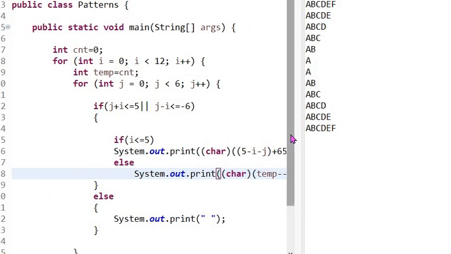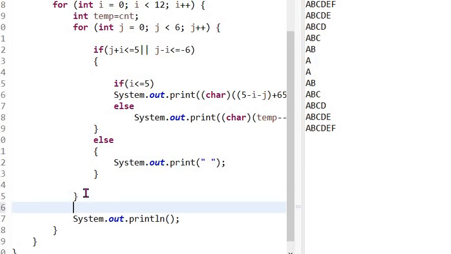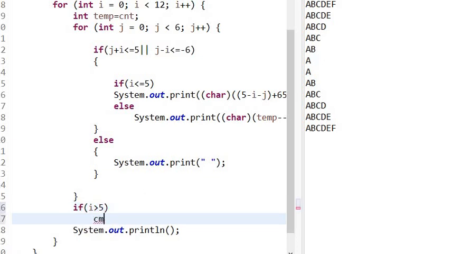Okay, so like we have already done before, over here after the closing of the J loop, I will say if I is greater than 5, in fact, then only I have to do what? I have to increment the counter every time. So every time the counter value will get increased, and that will be provided to temp. So 1 minus minus, that is again 0. So that will print A.